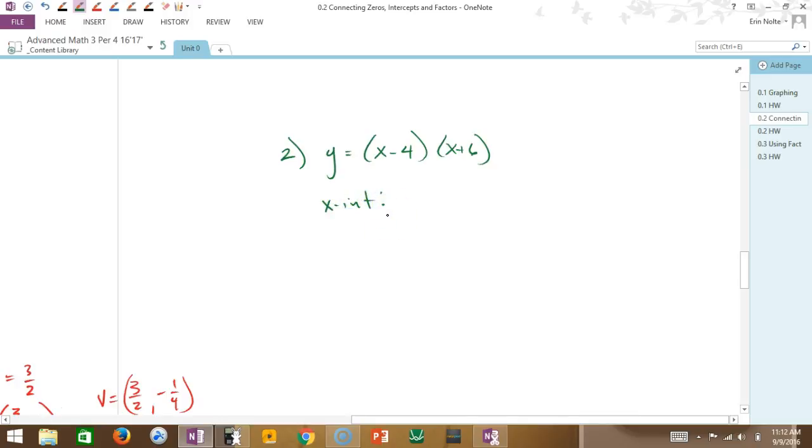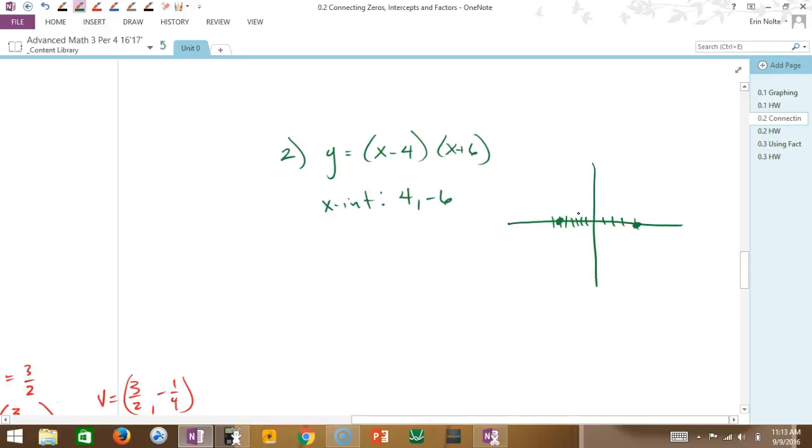Anybody see it right off the top of their heads? 4 and negative 6. Everybody follow that? Okay, so I'm going to go and plot those 2 points. So I go to 4, 1, 2, 3, 4, negative 6, 1, 2, 3, 4, 5, 6, oops, 6. Got excited. Okay, so I got 2 points.